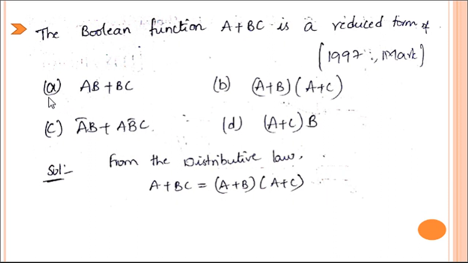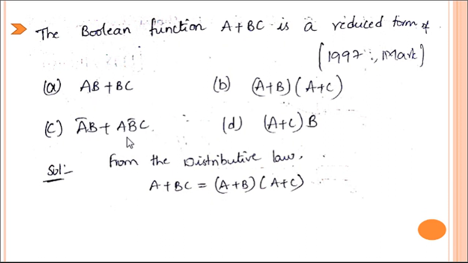Let us consider option A. So it is AB plus AC. If I take B common, then I can write A plus C into B. But this expression is not equal to the given expression. This option A is the same as option D. So these two options are eliminated.